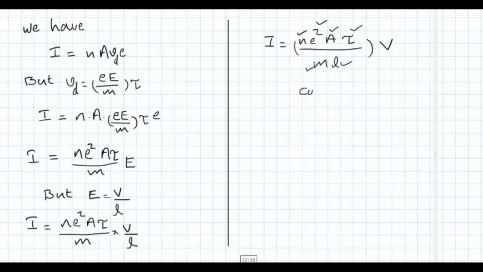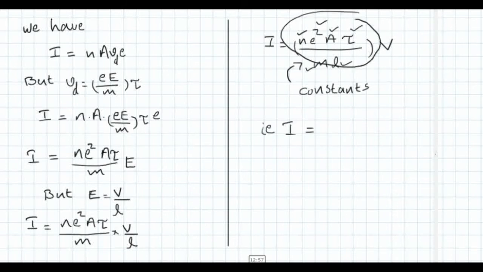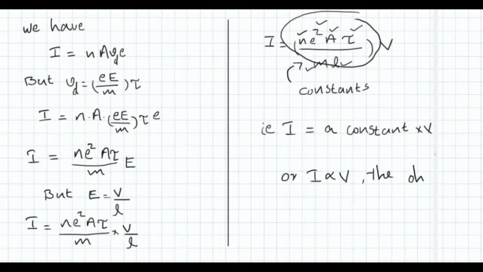Therefore we are rewriting this current as I is equal to a constant, because when you multiply and divide by ML, again you are getting a constant. Therefore I is equal to a constant into V, or I is proportional to V. And I proportional to V is the mathematical statement of Ohm's law. So I proportional to V represents Ohm's law.